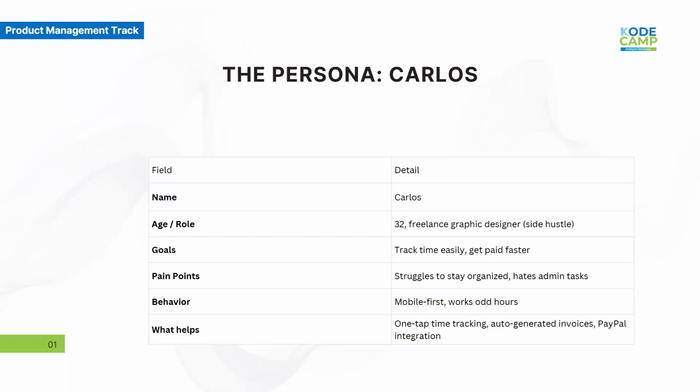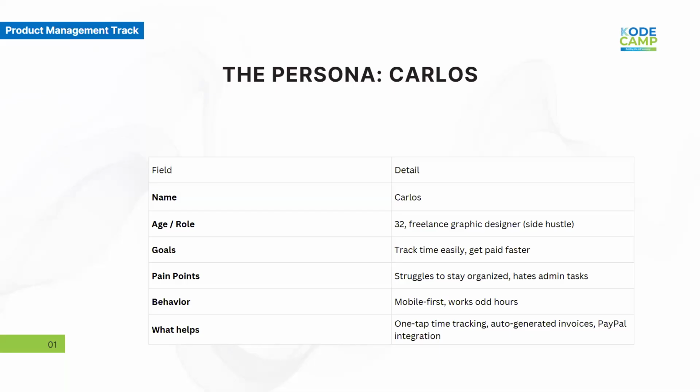So let's start with the persona. The persona I created for this exercise is named Carlos. Right? Carlos is 32 years old. He works as a freelance graphics designer, but here's the thing: freelance design is not his full-time job. He's actually a regular 9-to-5 worker. He has a 9-to-5 job, and he does graphic designs on the side, as a way to earn extra income and to explore his creative side.